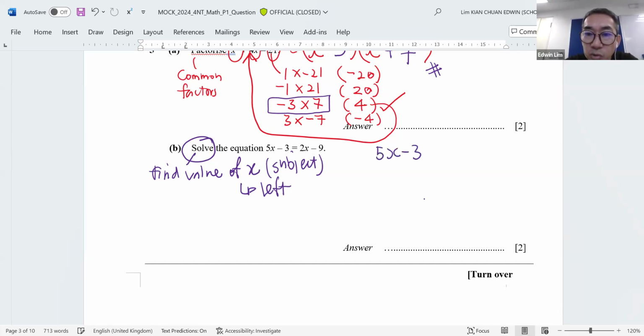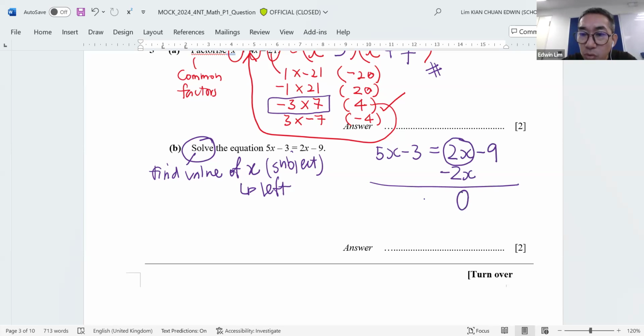5x minus 3 equals 2x minus 9. The first thing I will deal with will be 2x. How do I get rid of 2x? I will minus 2x so that it becomes a 0. If I minus 2x on the right-hand side, I will do the same thing to my left-hand side. So 5x minus 2x, I get 3x. Negative 3, never do anything, equals negative 9.